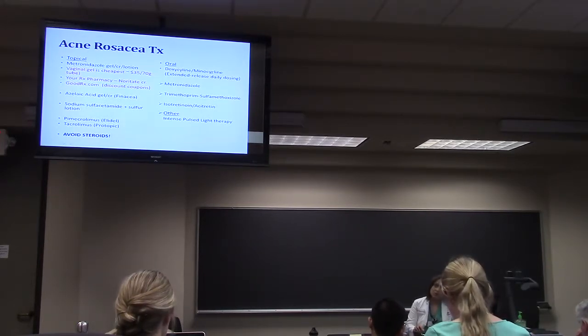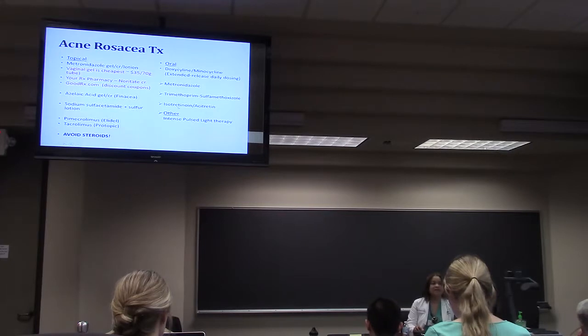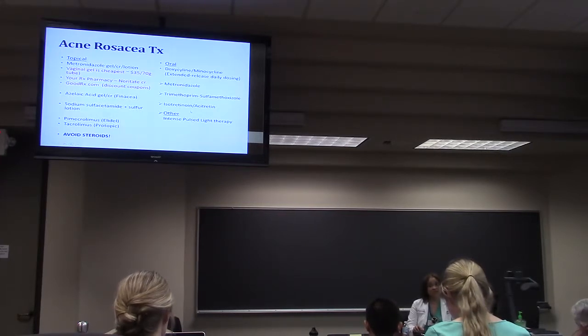Orally, kind of similar to acne, doxycycline, minocycline. You can use oral metronidazole and sulfas. And if it's really bad with nodules and cystic things, we'll use isotretinoin.